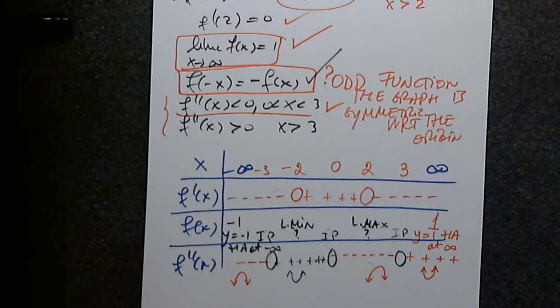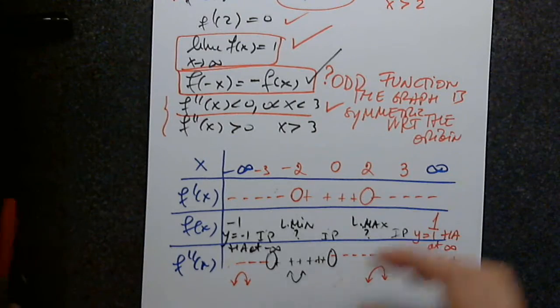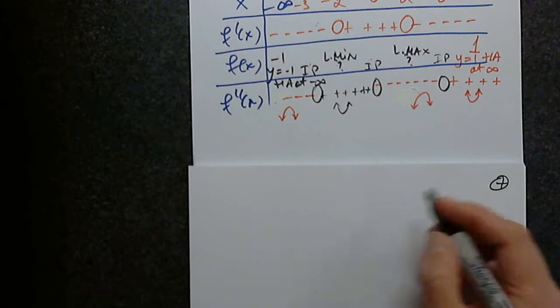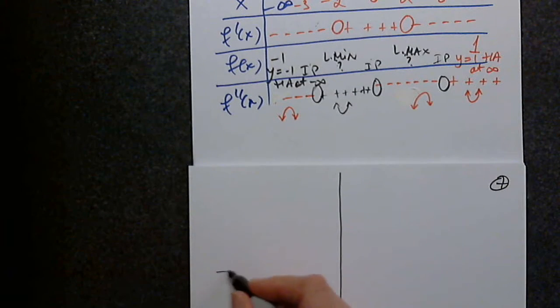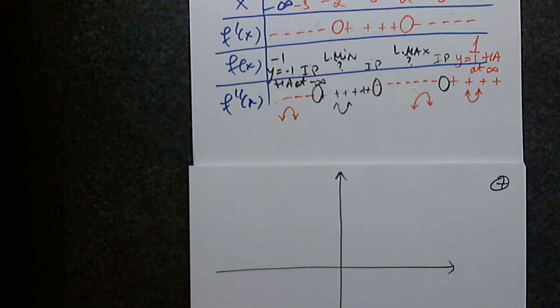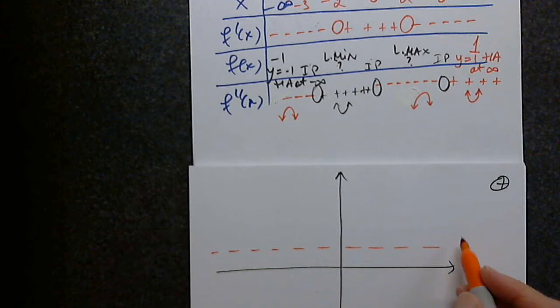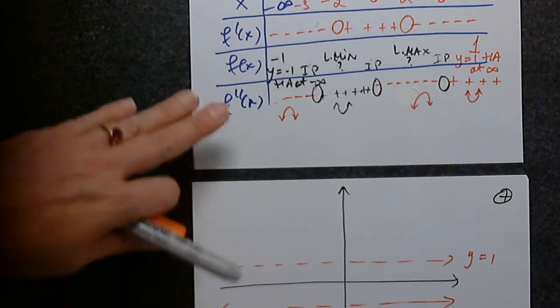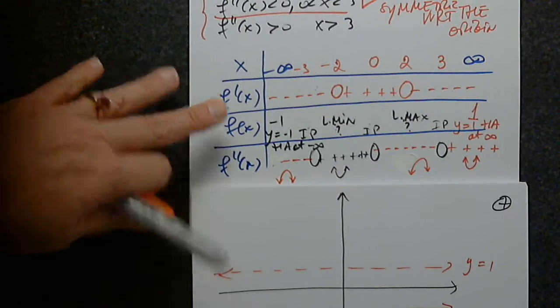So it took us a long time to summarize the information. So now let's come up with an example of such a graph. And then we can go back through everything and check that we did not miss anything. So first I have to graph the asymptotes. So there is a horizontal asymptote at 1. And there is a horizontal asymptote at -1. Okay.